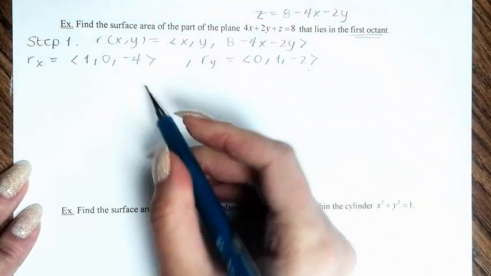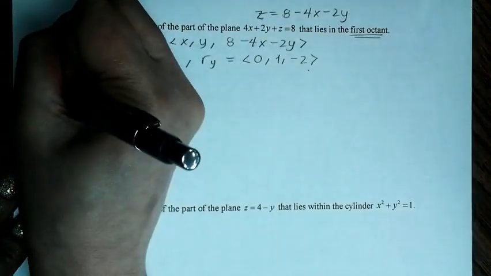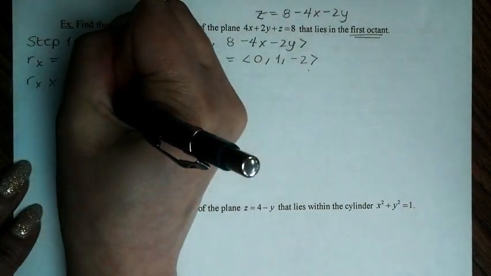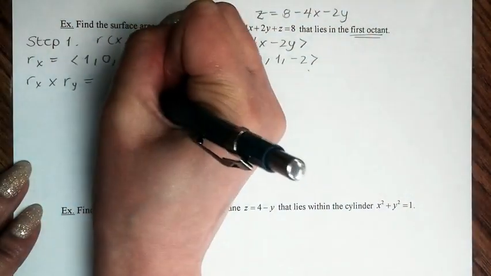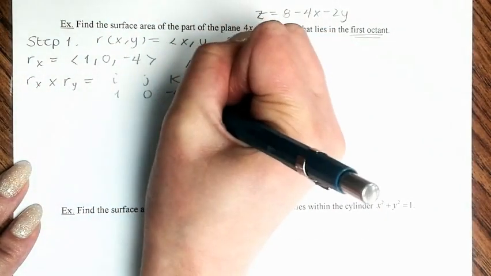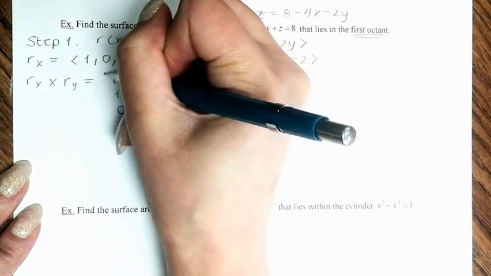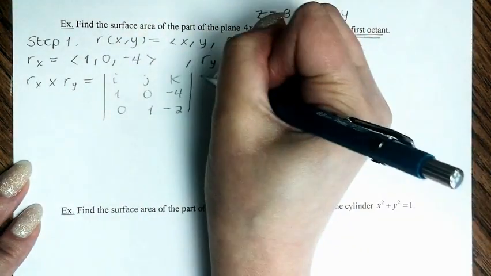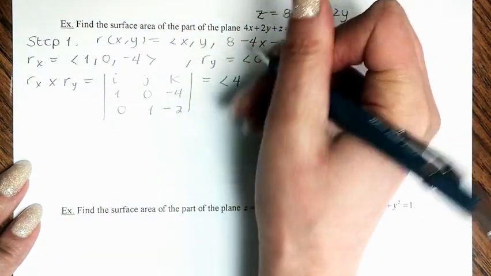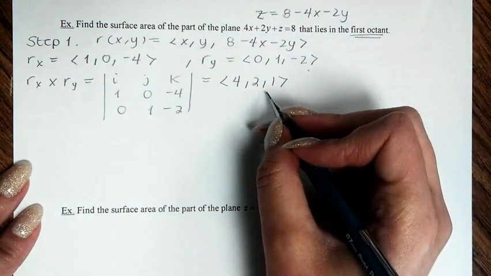Now, as we were doing before, we do the cross product: r sub x cross r sub y. This is your i, j, k, then 1, 0, -4, and then 0, 1, -2. You can do the cross product in the calculator or manually. These are constants, so it's pretty simple. You have that it's going to be (4, 2, 1). So this is your cross product.